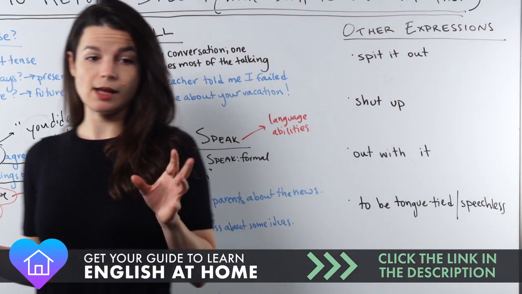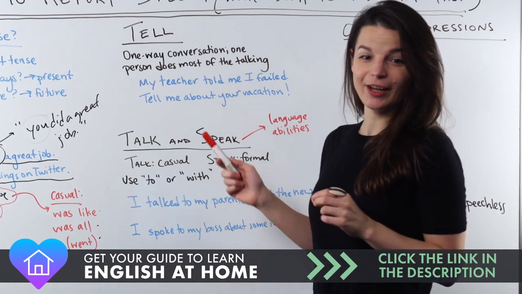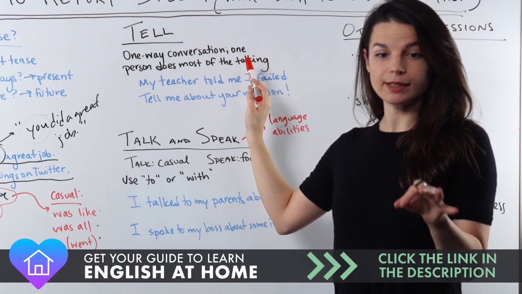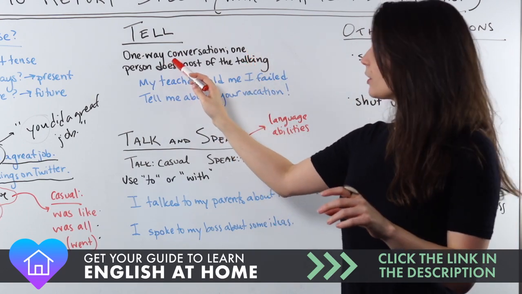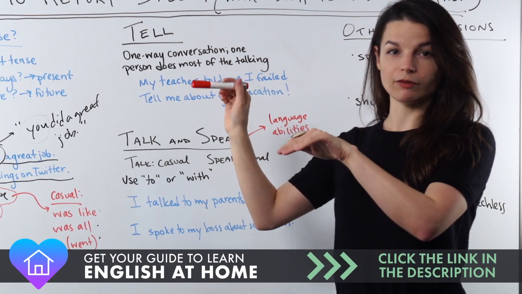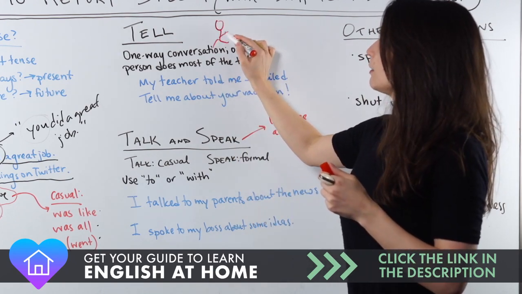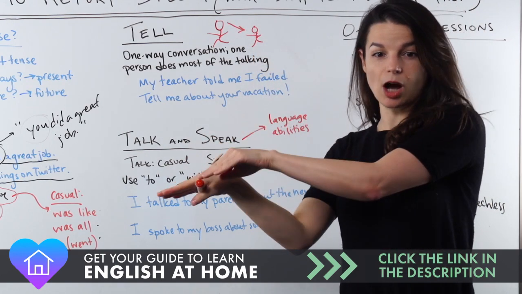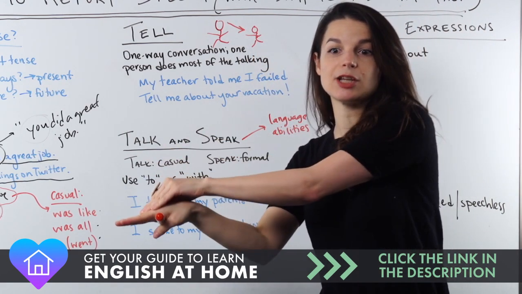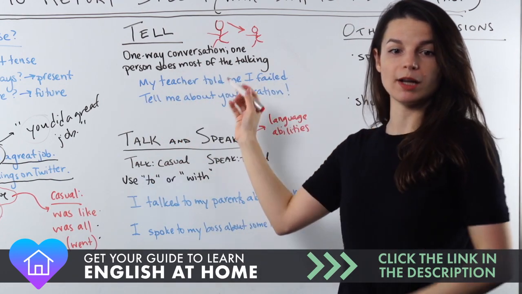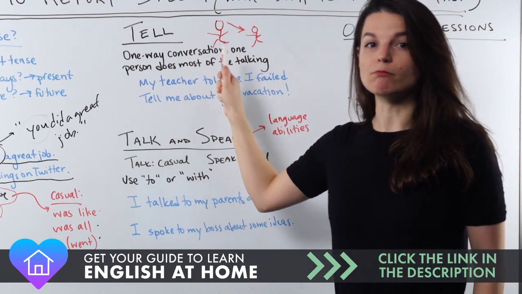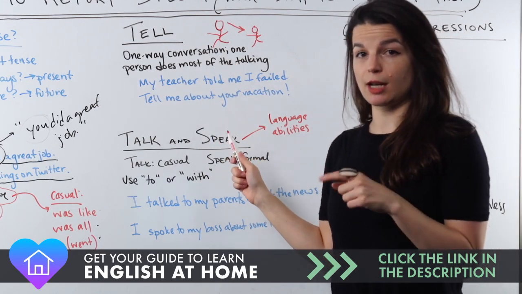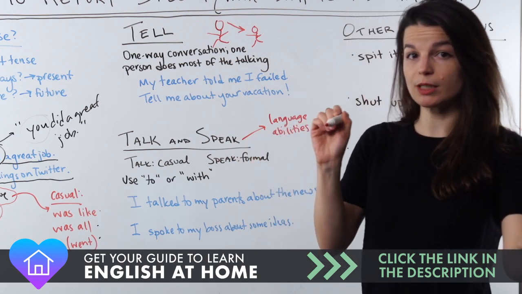So, tell. Okay, I'll stay here. Sorry. So, tell. What's the difference here? The verb tell, past tense told, is used for a one-way conversation. So if you imagine one person is doing a lot of the talking. If you are giving a presentation or giving a report to someone, one person does most of the talking. One person speaks the most. This is a situation in which we use the verb tell.